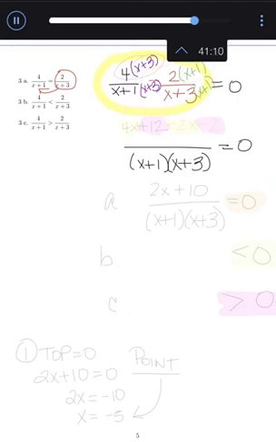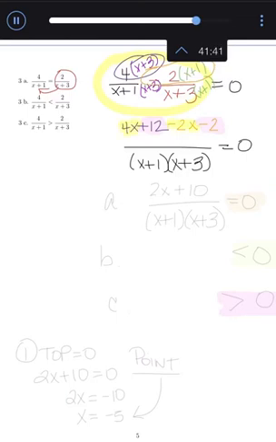Well, on the first fraction, I have a 4 times x plus 3, which will give me 4x plus 12. And be careful, on the other fraction, I have a negative 2 and an x plus 1. So I'm distributing a negative 2 to the x plus 1, which gives me a negative 2x minus 2. Still need to combine like terms. So let's see what happens.